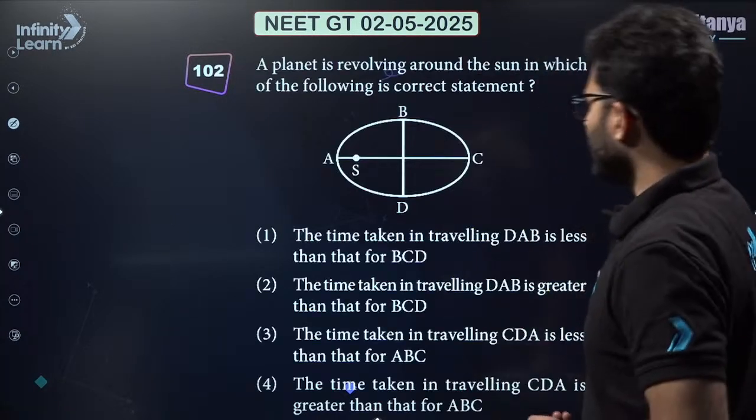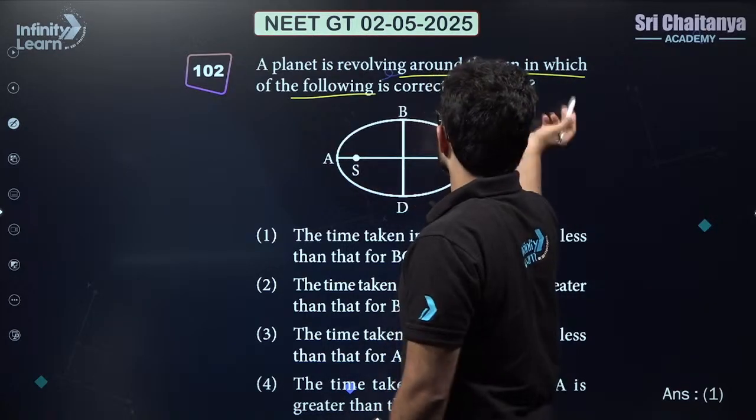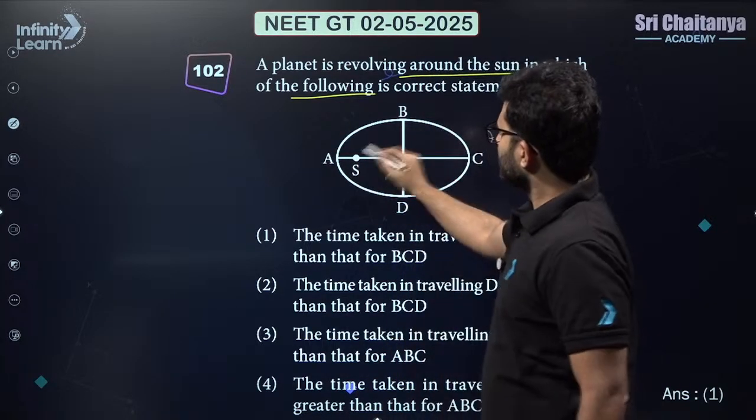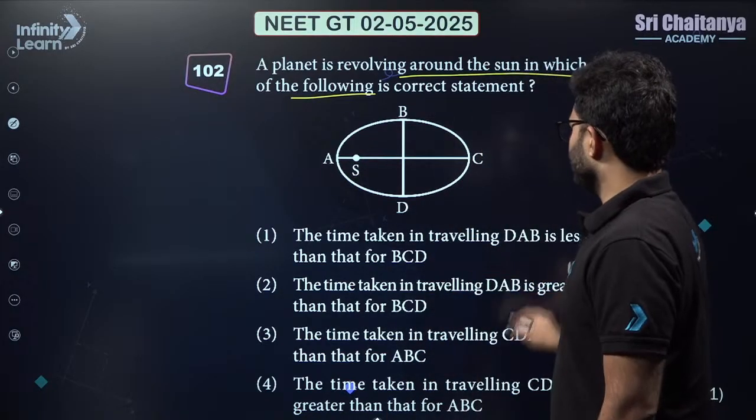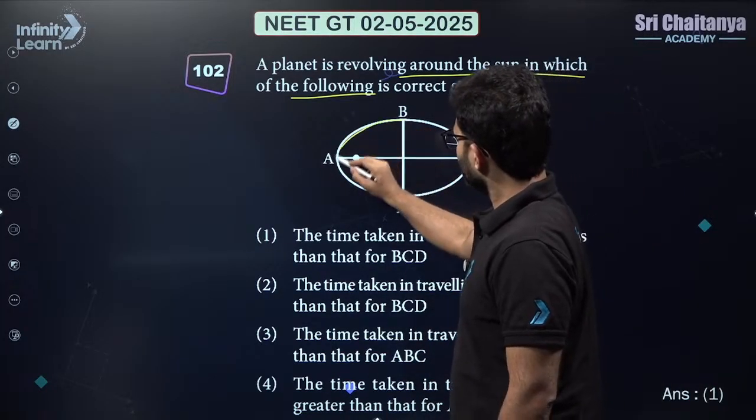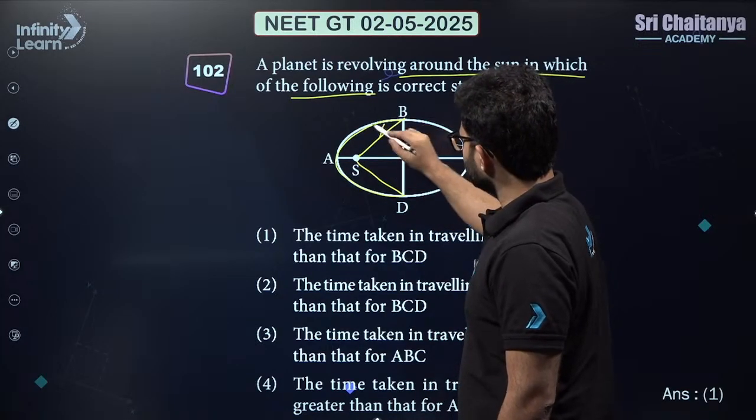Next, a planet is revolving around the sun in which of the following. So this is a sun and a planet is revolving around this like this. The time taken in traveling DAB. So this is DAB, right? So how much area is it covering? This much area it is covering, right?